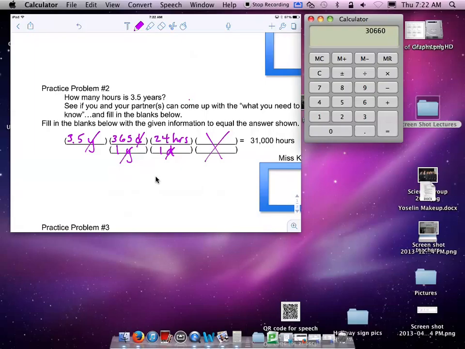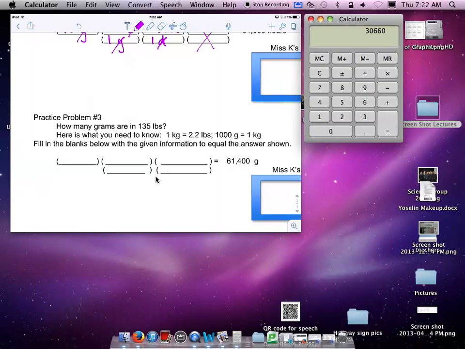And now I want you to try to do practice problem number 3 by yourself. Go ahead. All right, welcome back. Hopefully you had a chance to look at it. Hopefully you got the right answer. If not, let's take a look at this one together. How many grams are in 135 pounds?